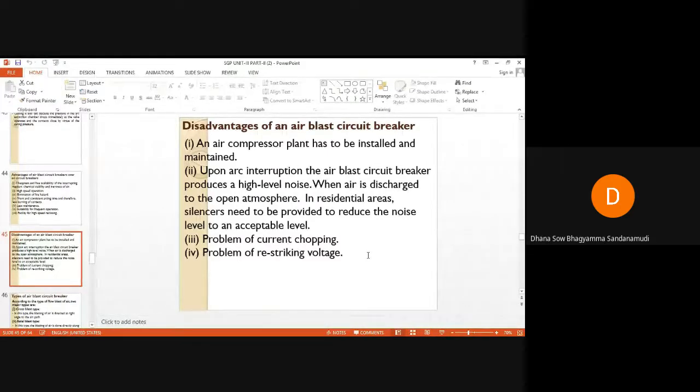There is also a problem of current chopping. That's why we are connecting the resistance unit here, and there is a problem of restriking of the voltage in this case. You already know if current chopping occurs, there are chances for the restriking of the arc.